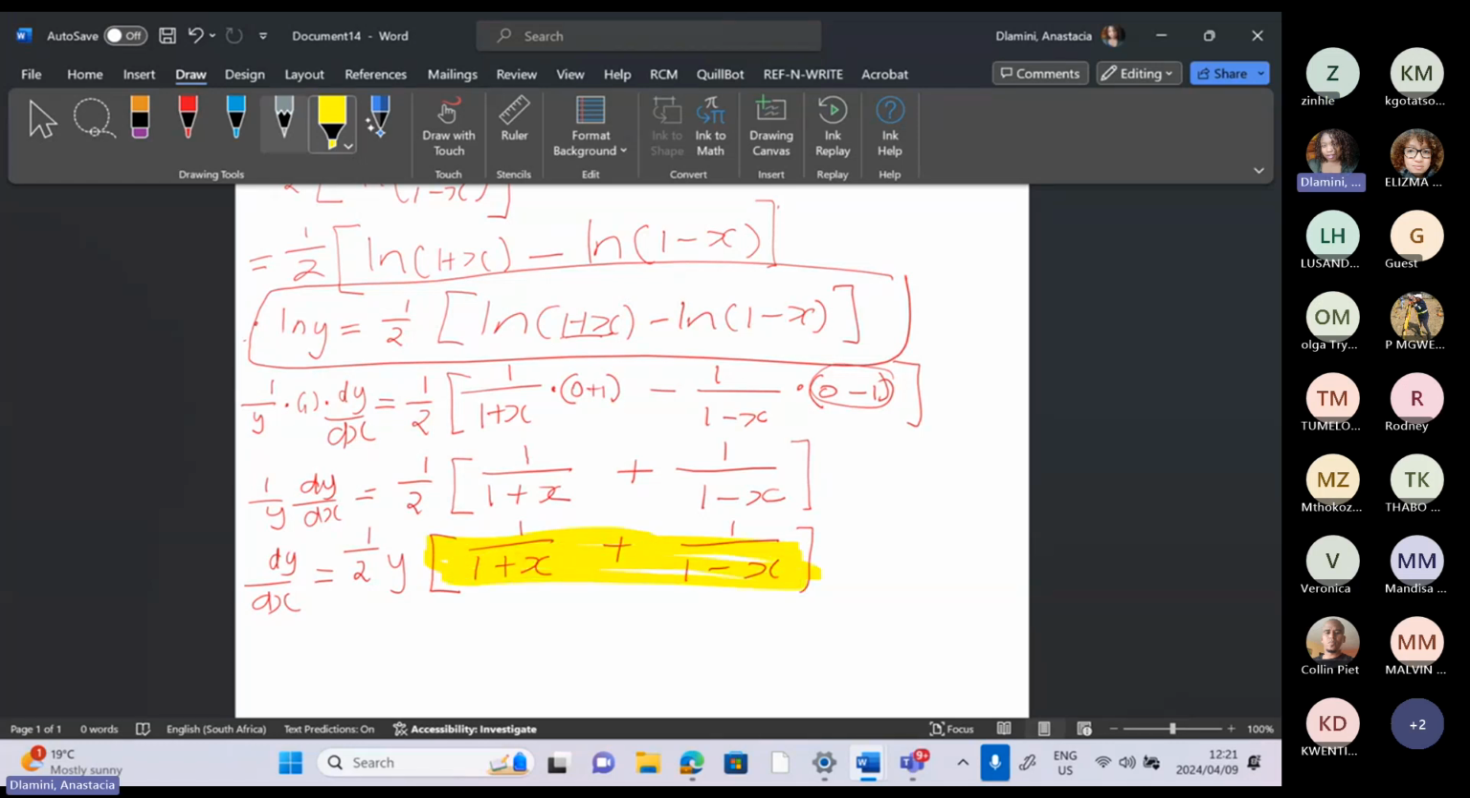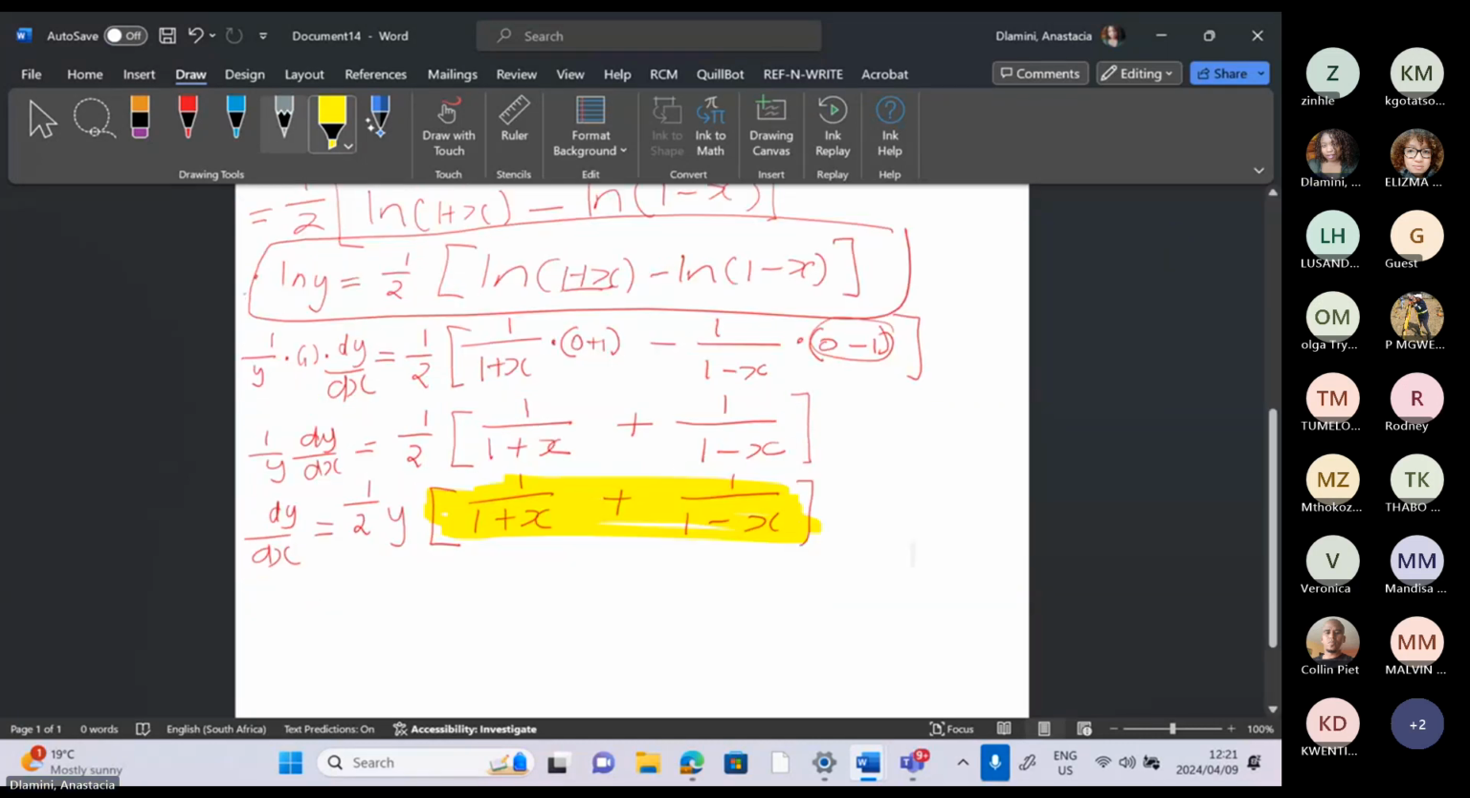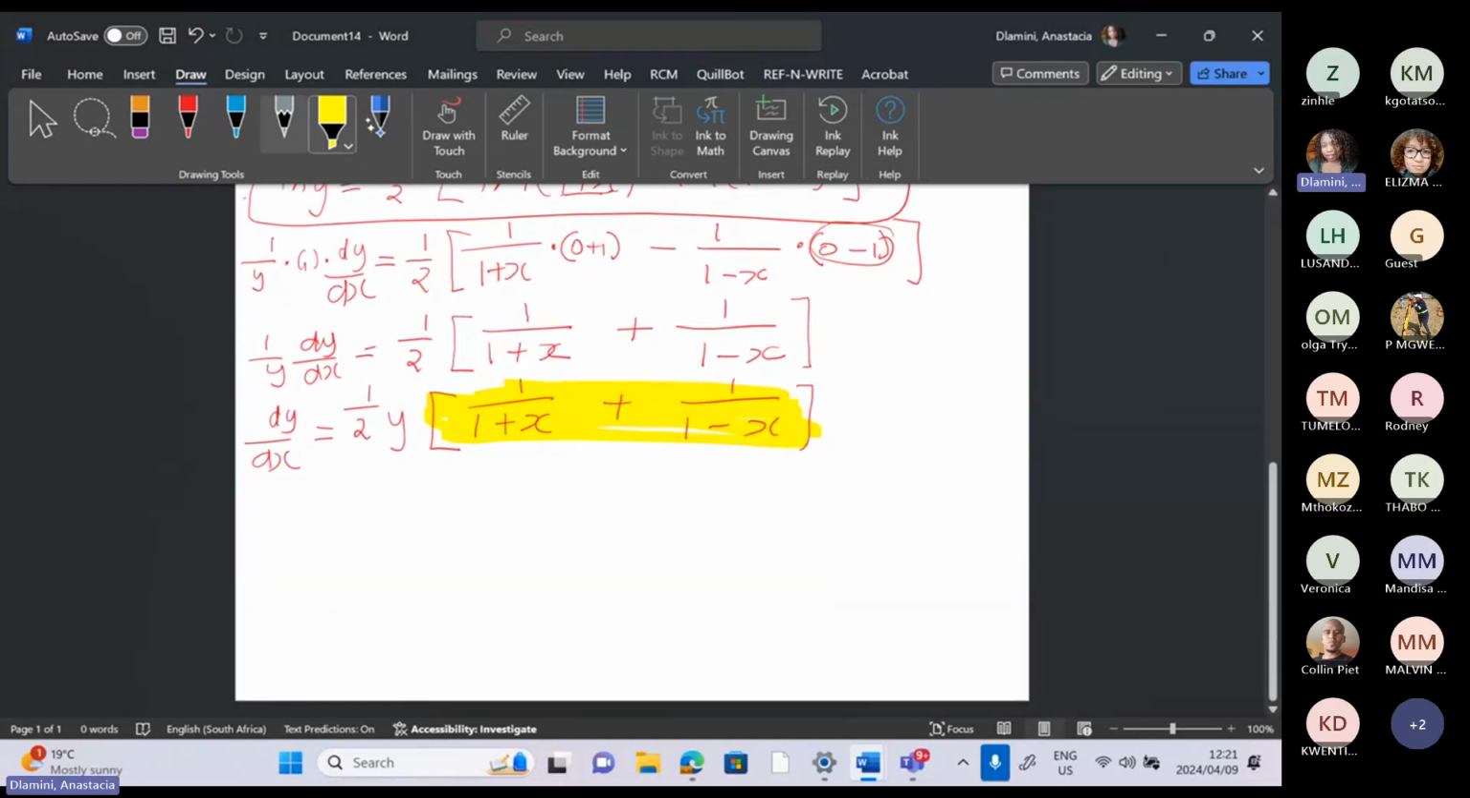So what do we do here? We simplify. Let's add those two. Do you remember how to add them, guys? Yes, ma'am. Okay, thank you. Give me an answer for that one. So we are adding, let's put a block here just to remember how we add. So we have 1 over 1 plus x plus 1 over 1 minus x.